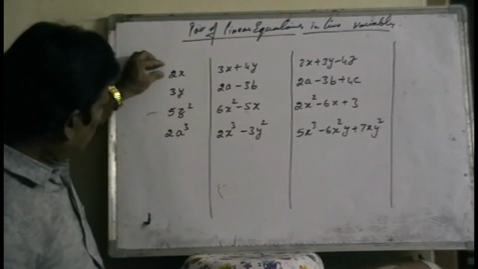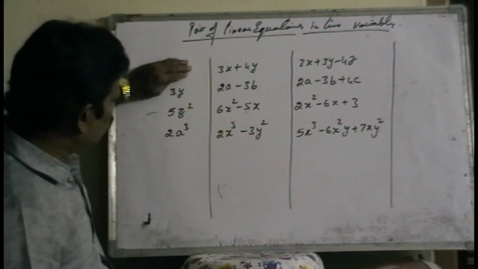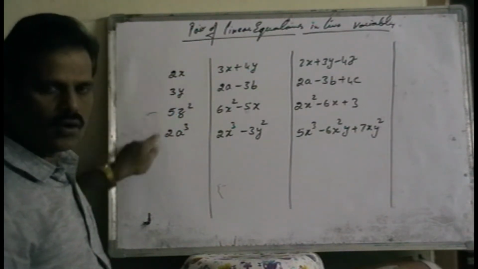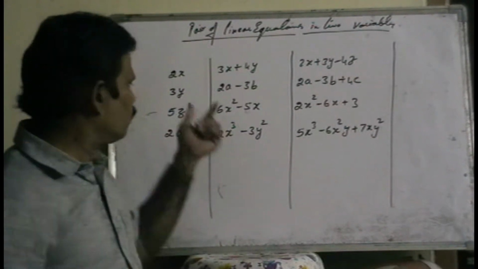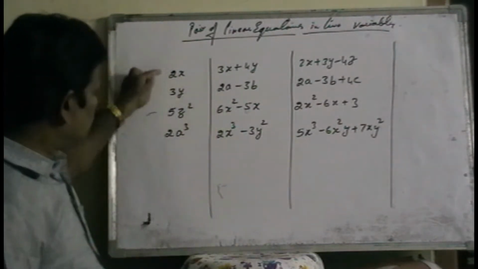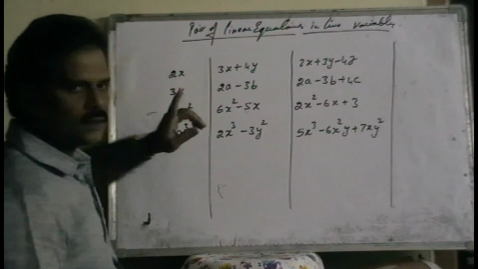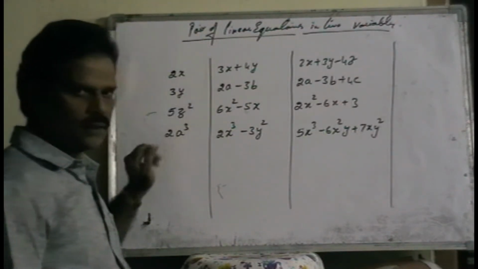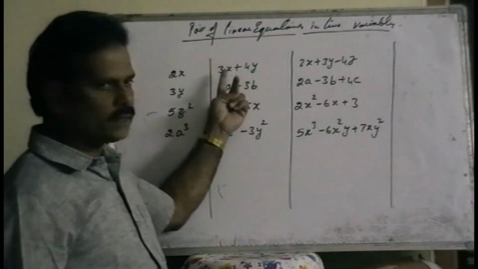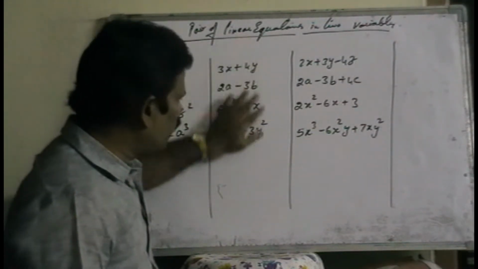So an expression which consists of a single term, like 2x, 3y, 5z square, 2a cube, these single terms are called monomials. Monomial expression. Why monomial? Because mono means one. So in each and every expression there is only one single term. So these are called monomials. Here each and every expression which consists of two terms, 3x plus 4y or 2a minus 3b, two terms, so these are called binomials.